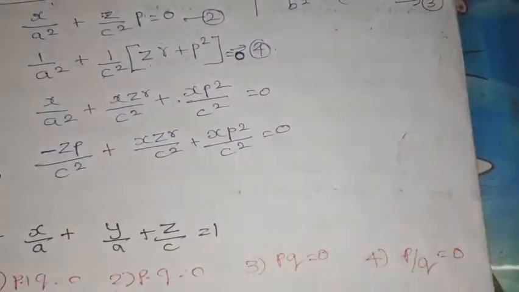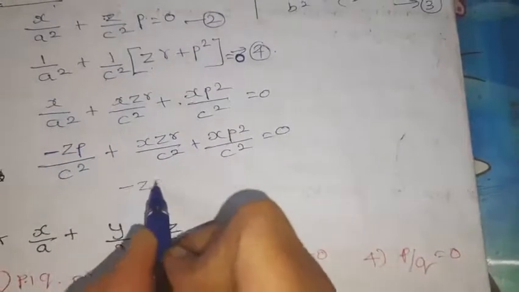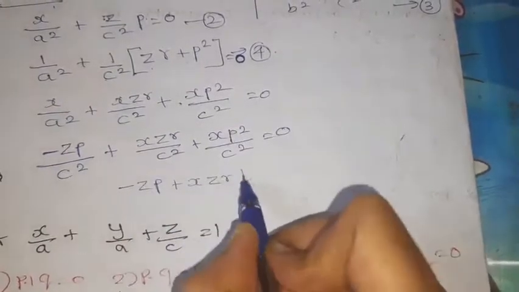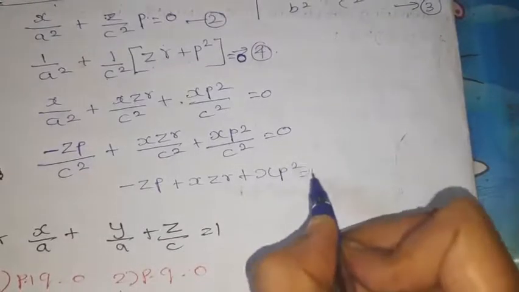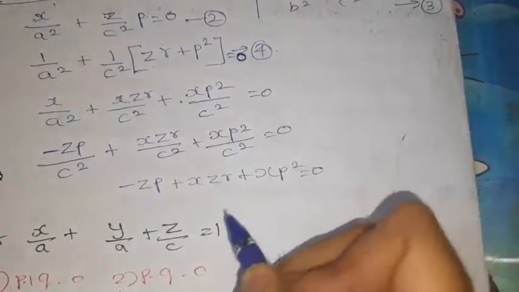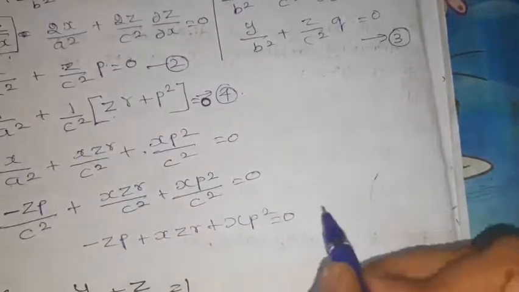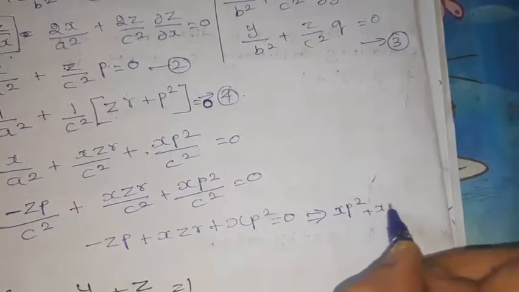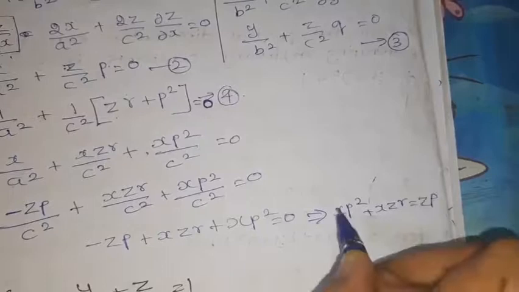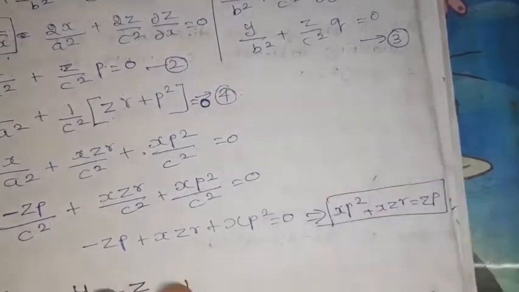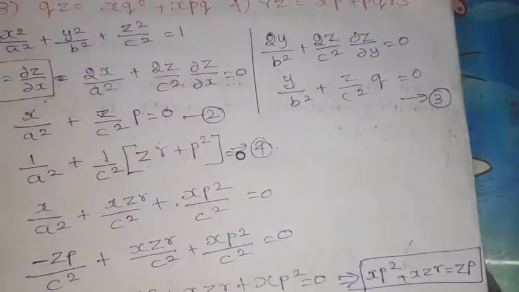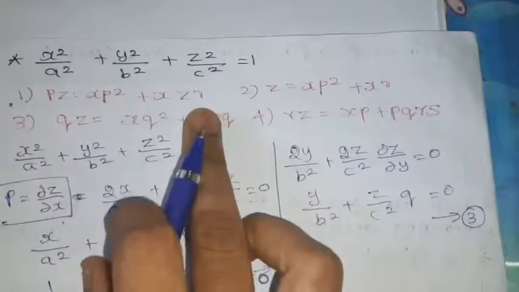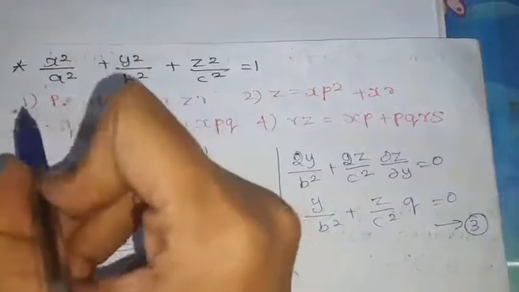So this c squared is in common, that will go to that side as 0. So what is that? Minus zp plus x z r plus x p squared equal to 0. So how can we write? This minus zp goes to that side: x p squared plus x z r equal to zp. So this is the answer for this problem. Option 1 is the correct option for this problem.